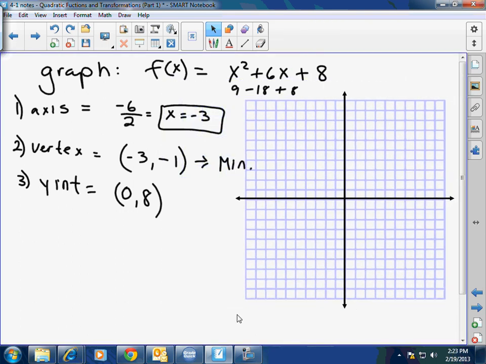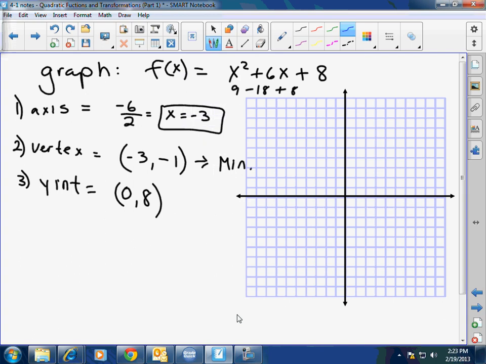Okay? Now, to graph it, like I said, as I'm calculating, I always graph. X equals negative 3, that's my axis of symmetry. My vertex is negative 3, negative 1. My y-intercept is 0, 8. That's 1, 2, 3 to the right, 1, 2, 3 to the left. Bada bing, bada boom. Now, what if I said to you, I want the solutions? In this case, we got lucky and they look pretty awesome. Sometimes you don't get lucky. How would you find the solutions to that?